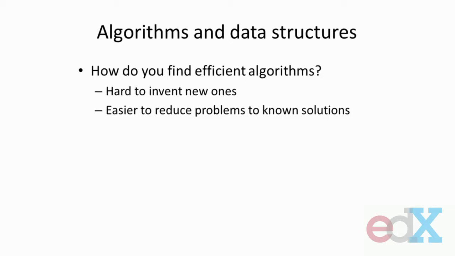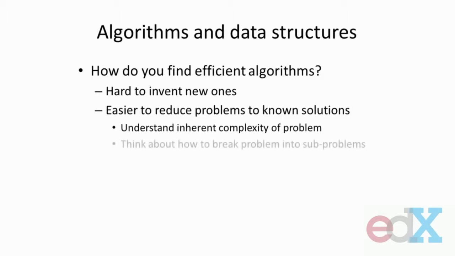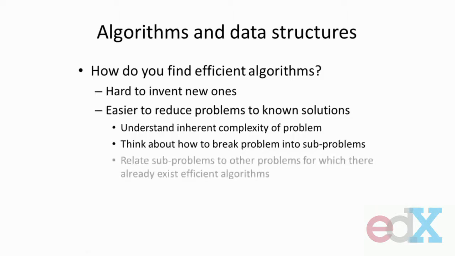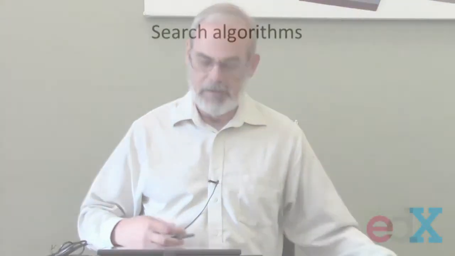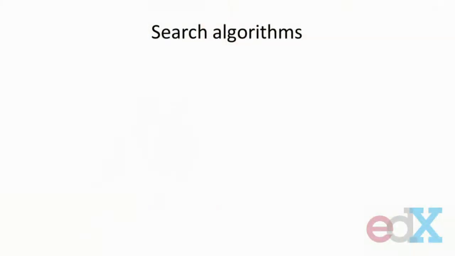And so that's, in fact, often what we want to do: understand the inherent complexity of a problem, and then think about how to break it down into subproblems, which we can then relate to other problems for which there already exist efficient algorithms. If we can rely on a great algorithm from somebody else, we're going to use it. So we're going to look at an example of that, in the category of search algorithms.